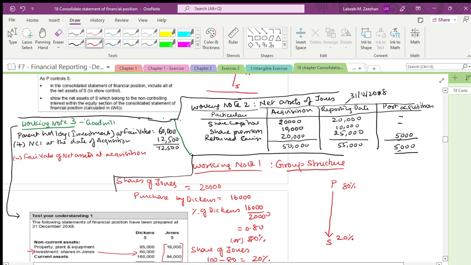See, what you have to do? Working note 2. How much is there? You have the second column. How much is there? 50,000. 72,500 minus that 50,000. How much will you get? What is the difference? You are getting a difference of 22,500. 22,500 is otherwise called goodwill.